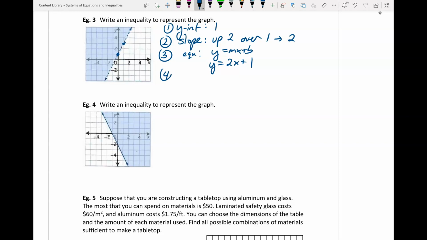The next thing we're going to do is find the inequality sign because it's not an actual equation that we want to find. And we're going to do something similar by picking a point in the shaded area.